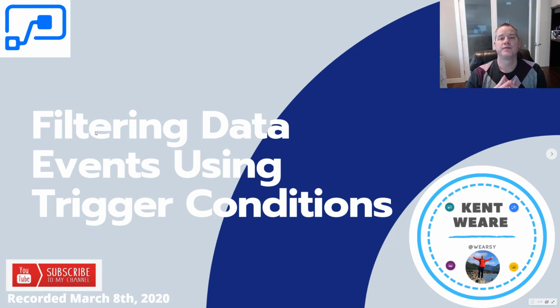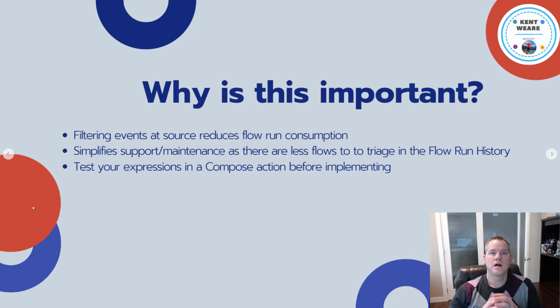Today we're going to talk about filtering data events using trigger conditions. Let's go. So let's talk a little bit about why this concept is important. Number one, filtering events at the source reduces flow run consumption.